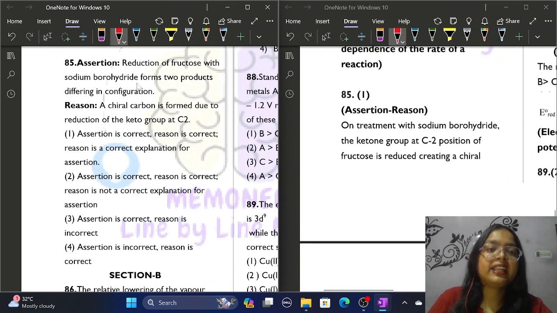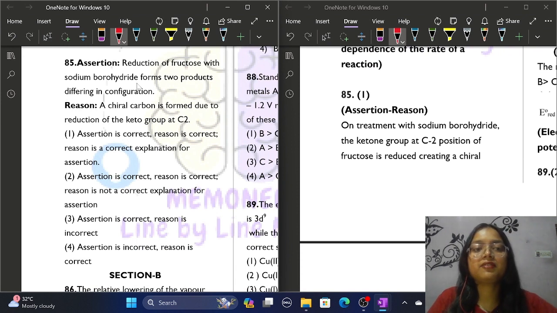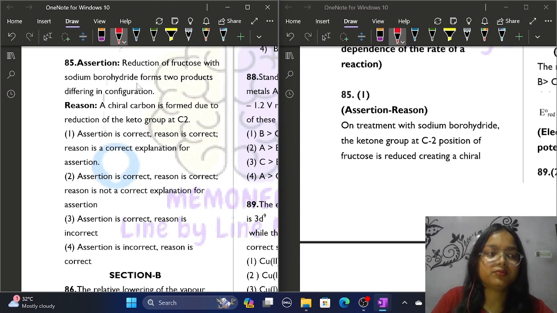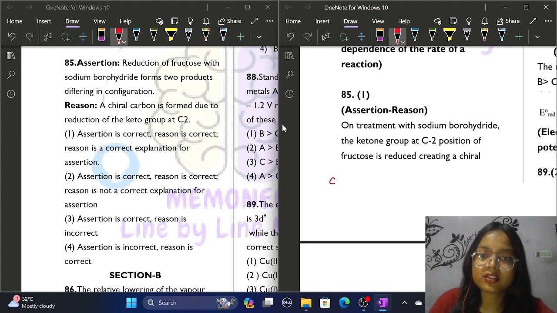In question number 85, the reduction of fructose with sodium borohydride forms two products differing in configuration. And the reason given is: the chiral carbon is formed due to the reduction of the keto group at C2. Okay, this is question number 85. So let's draw the structure of fructose first. What is the structure of fructose?